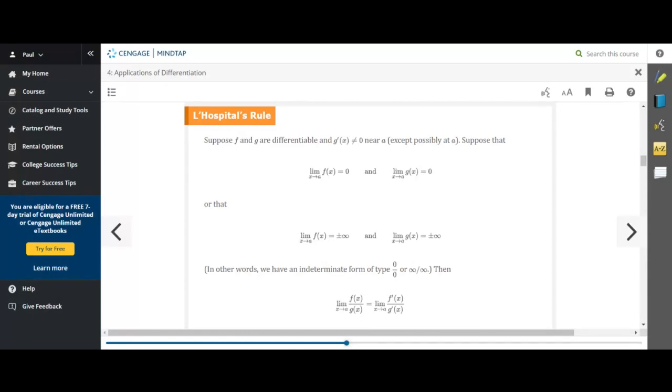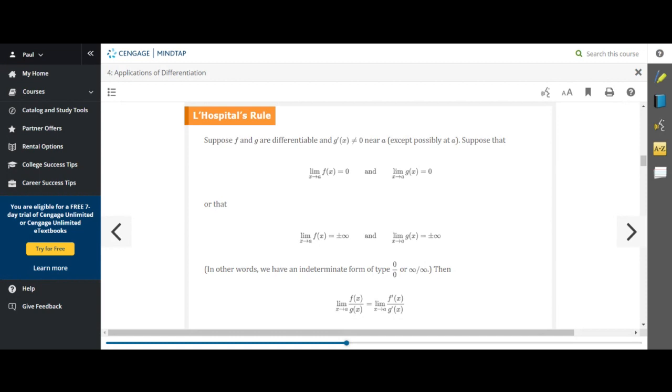L'Hopital's rule says that if you have two differentiable functions, this is section 4.5, that means you can take derivatives, right? And the derivative of g with respect to x is not equal to 0 near a, then if both of these functions approach 0, or both approach infinity in their limits, in other words, if you have an indeterminate form, 0 over 0 or infinity over infinity, then the limit of f over g is equal to the limit of the derivatives, f prime over g prime.